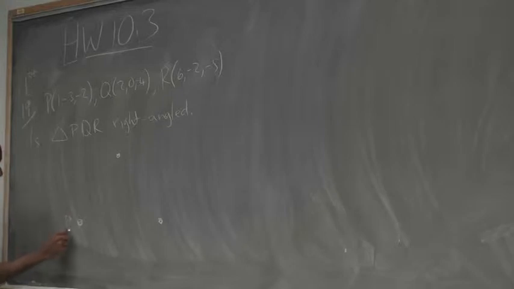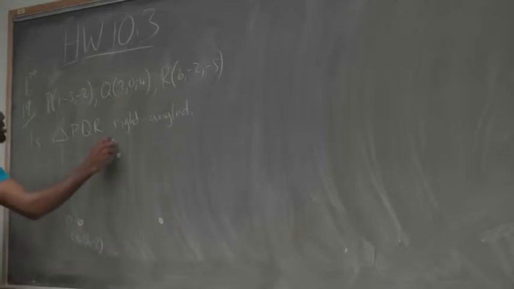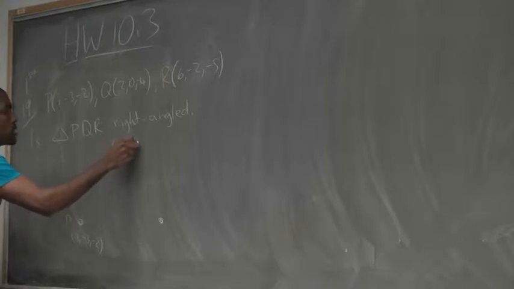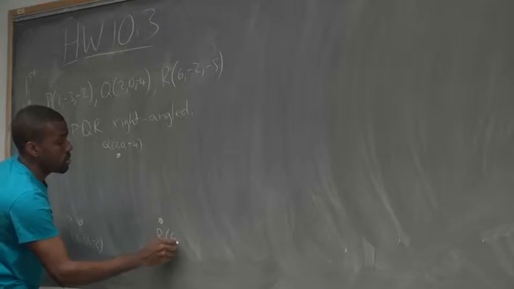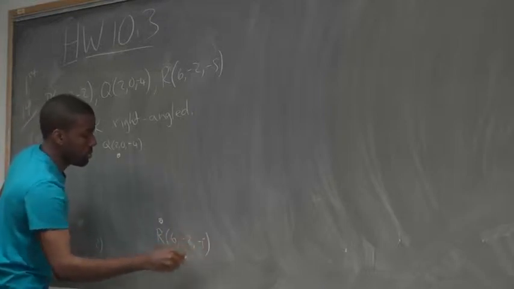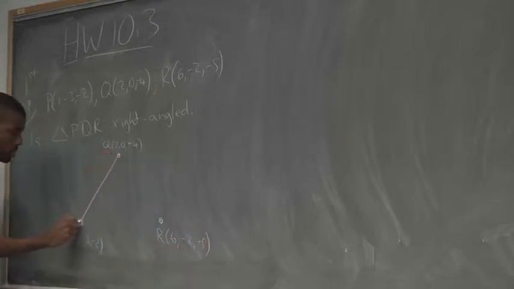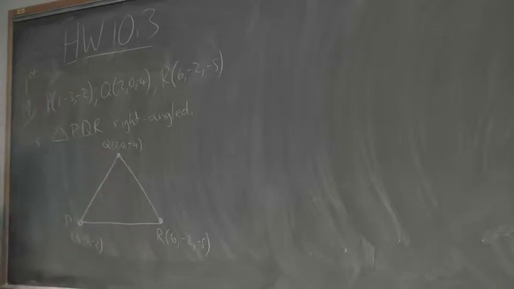So let's just say this is point P, (1, -3, -2). This is Q, (2, 0, -4). This is R, (6, -2, -5). Connect them. Okay, how do we figure out if this is actually a right triangle?